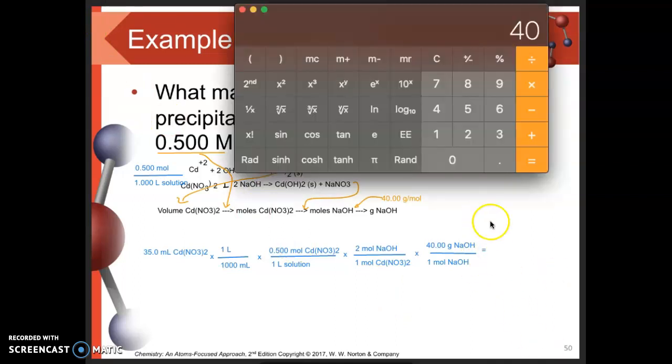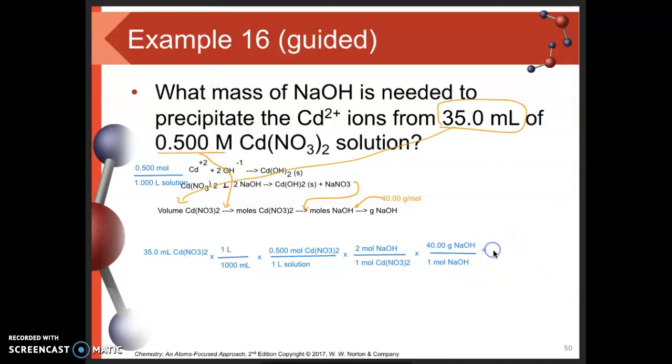Equals, let's do the calculation, 35.0 multiplied by 0.5 multiplied by 2 multiplied by 40 divided by 1,000 and then divided by a series of 1s, so we'll just ignore those steps. I get to 3 significant figures, 1.40 grams of sodium hydroxide.